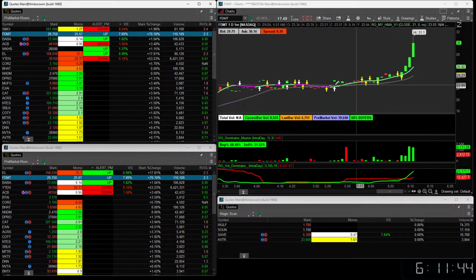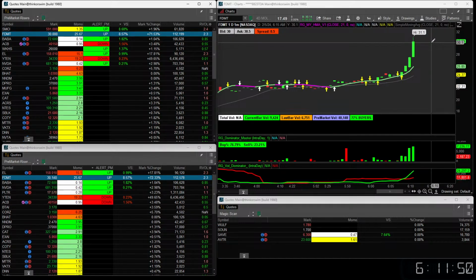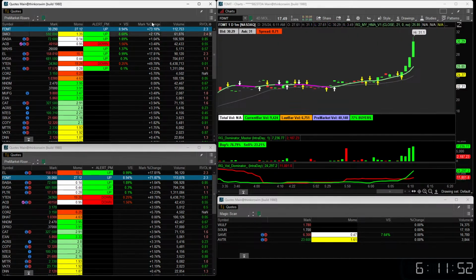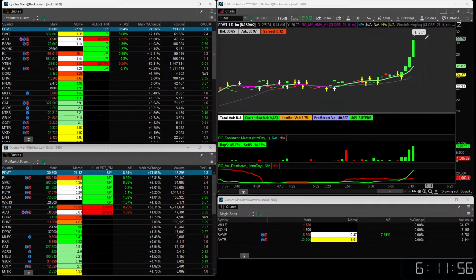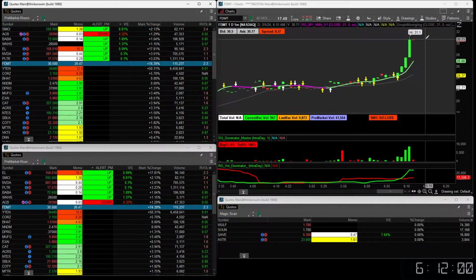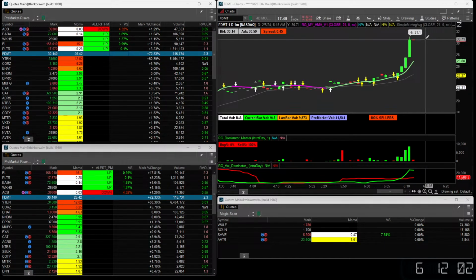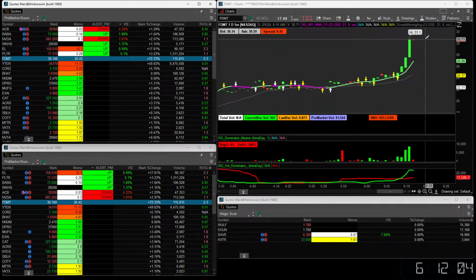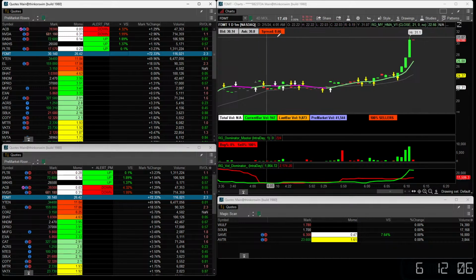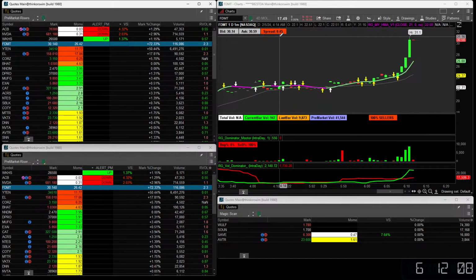FDMT moving. It's a $30-something stock, 31. Made its way to the top of the list. Let's see if we can get a pullback on it. Good job, Who Loves Lunatic. Yeah, keep an eye on this spread up here.